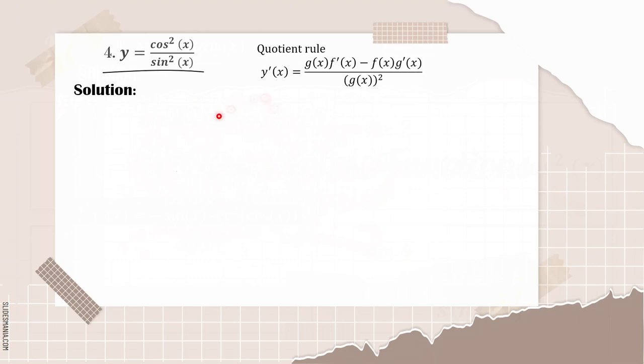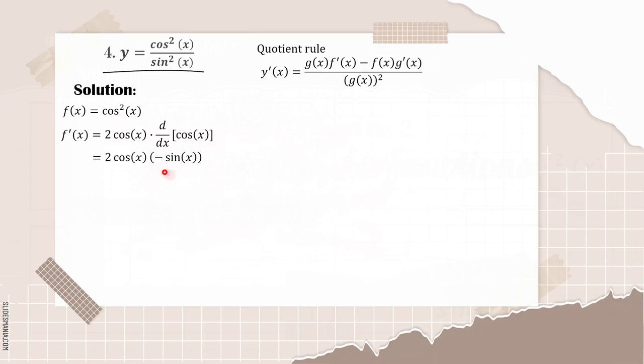We need to find first the derivative of f of x, which is our numerator, cosine squared of x. To do it, we need to find first the derivative of cosine squared, which is 2 cosine times the derivative of cosine of x. And the derivative of cosine of x is equal to negative sine of x. We can just simply multiply these two to get the derivative of f of x, which is negative 2 cosine of x times sine of x.